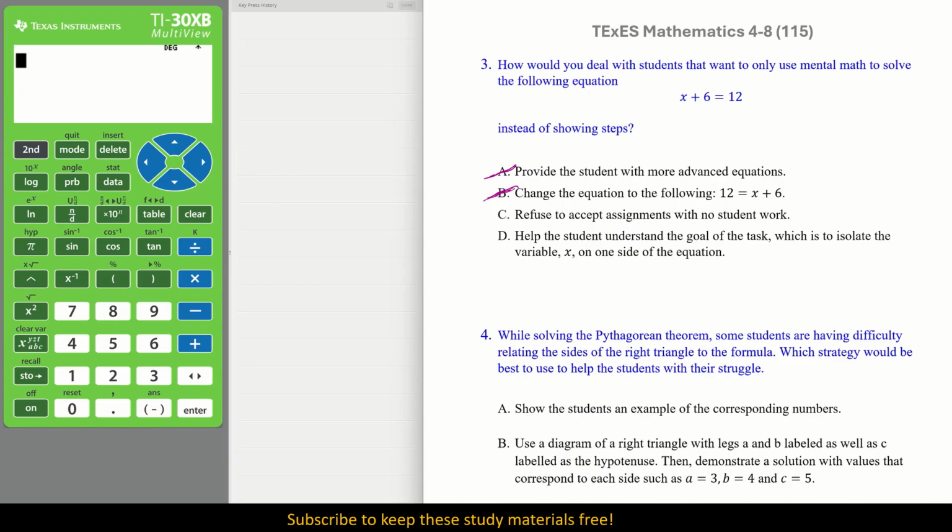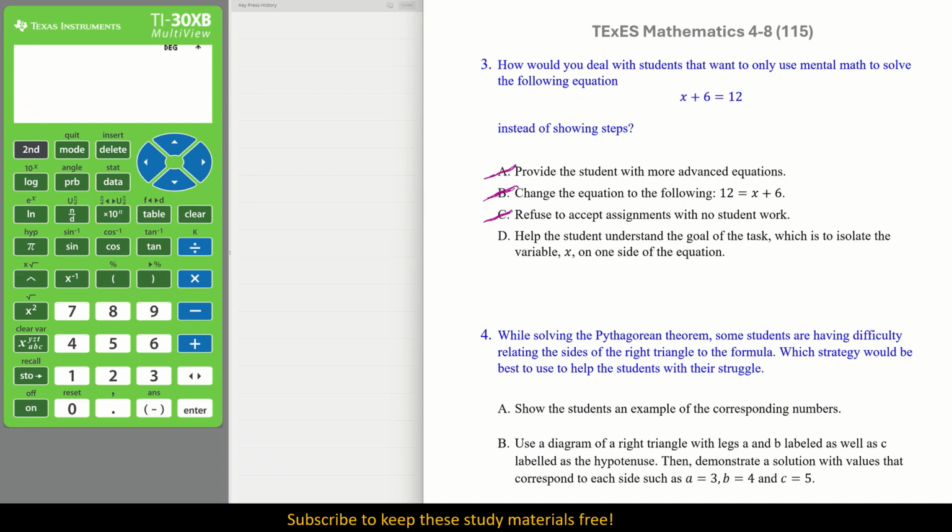Well, yeah, you need to demand that they show student work, but refusing it doesn't help them understand why they're doing it in the first place. So that isn't really going to entice the student to do what you ask. So let's look at D.